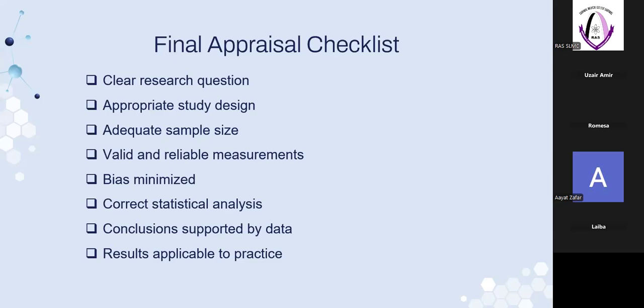The first question we should ask is whether the research question is clear. Is the study design appropriate? Is the sample size adequate? Is bias minimized? We cannot remove bias truly, but we can minimize it to such extent that it does not affect our result so greatly that it changes it.